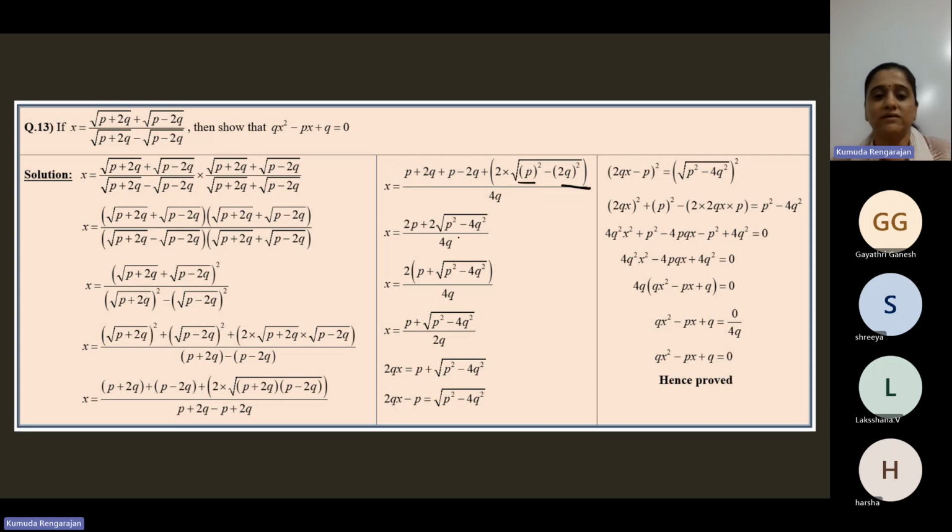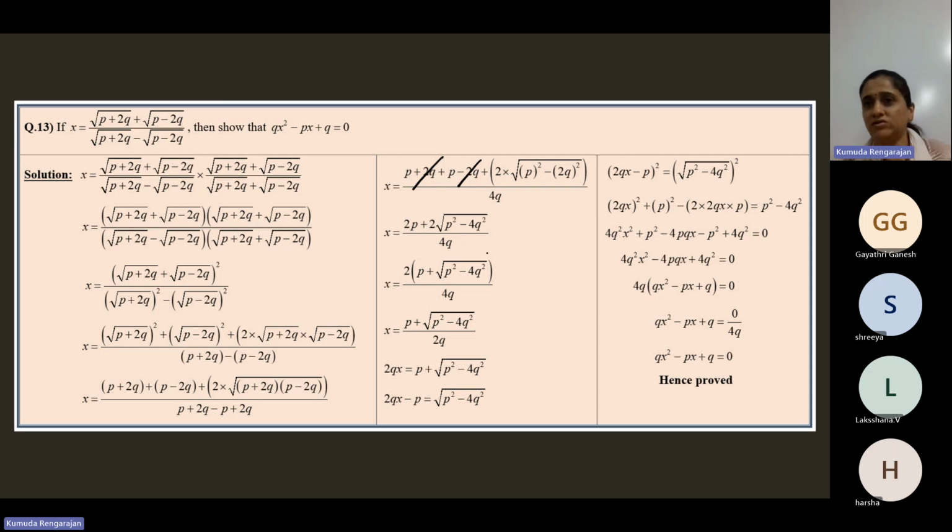So here, and then a squared minus b squared. All right. And here you see plus 2q minus 2q gets cancelled. And p plus p is 2p plus this 2 square root of p square minus 4q square by 4q. All right. Now I've taken out 2 common.